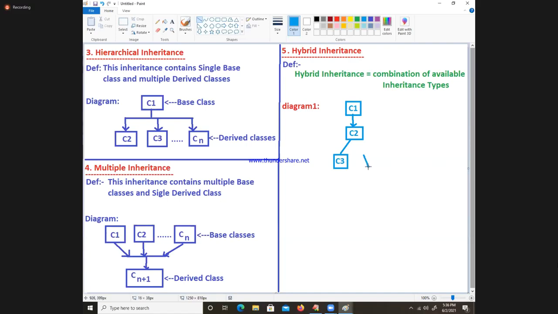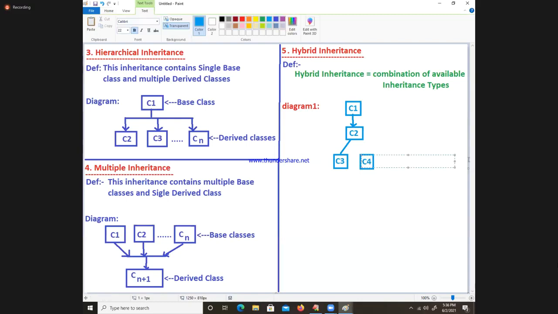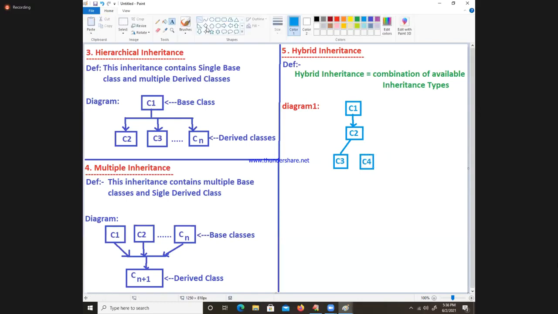One more I am writing here. I am taking C4. C4 is another type of inheritance. C4 is giving the features to where? Now carefully observe it. What is this part called?